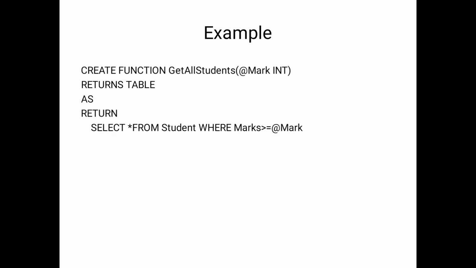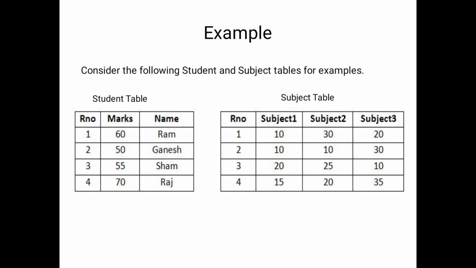Please observe, with the scalar function we only consider the name, because the scalar function returns only a single field of values. But here we have a facility to display the whole table. That's why here I will consider select star from student. Please observe my table once. What are the marks available in the students table? 60, 50, 55, 70.